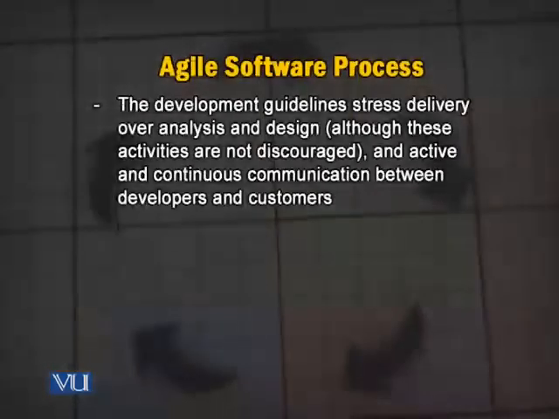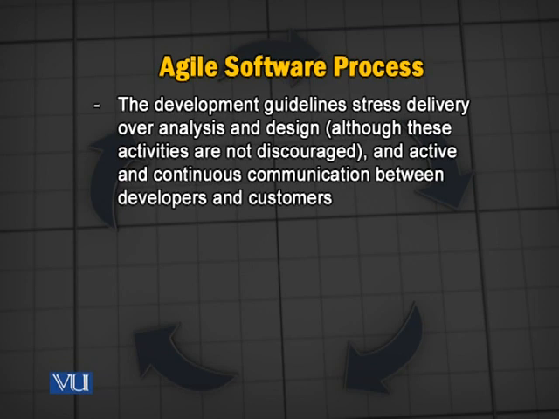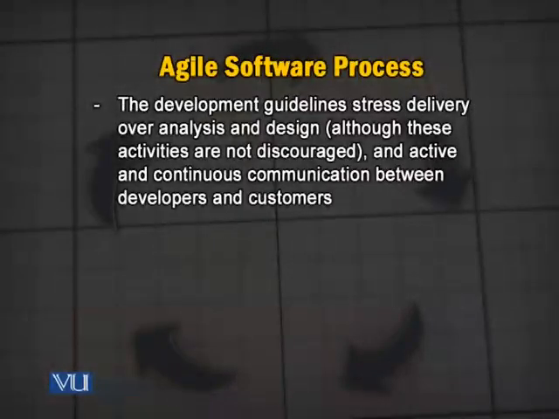However, there are different formal approaches within the Agile software engineering community, and we'll talk about them a little later. The development strategy or development guidelines stress delivery over analysis and design. However, it does not mean that analysis or design activities are discouraged. They are not. The emphasis, however, is on actually developing code early on in the life cycle and giving that to the customer.